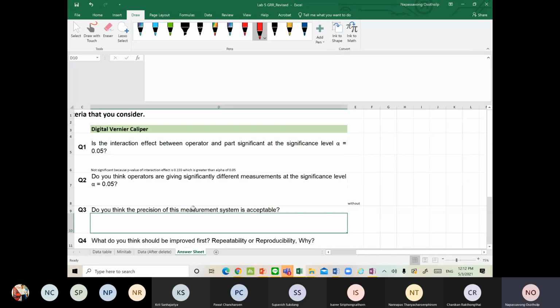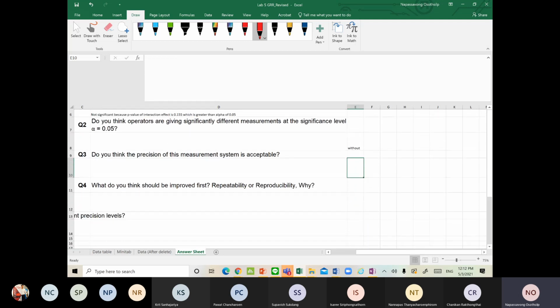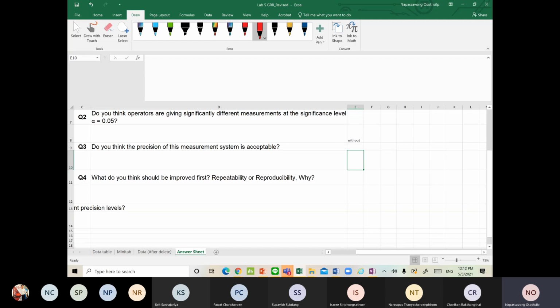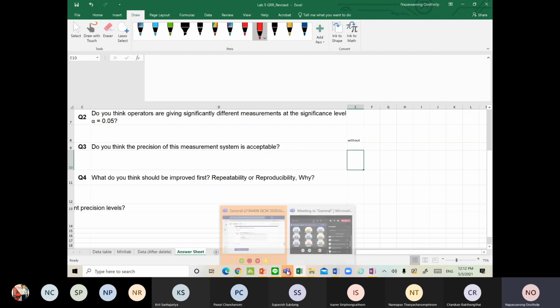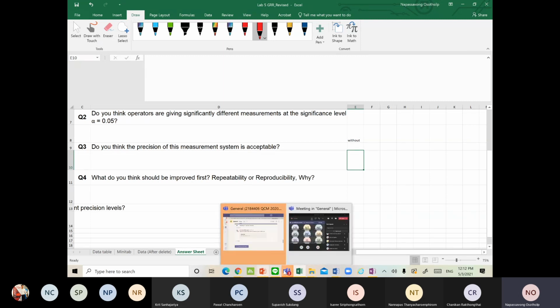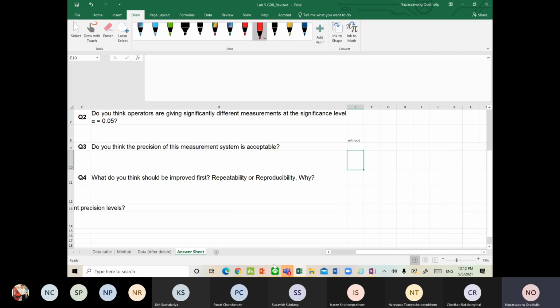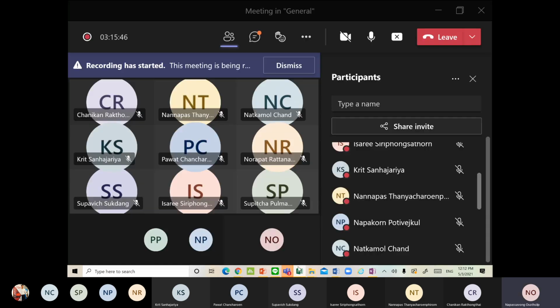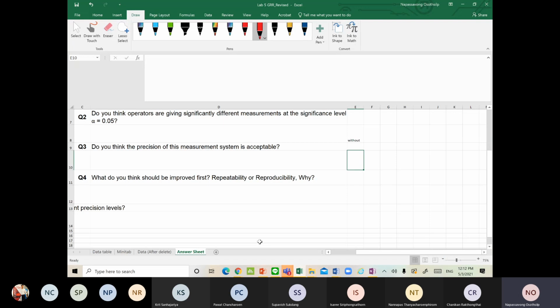Okay, come back. So you can answer question number 3. Okay, accept the precision or not. Please tell the numbers that you consider. Okay, P to TV and also the criteria. And the last question, what do you think should be improved first, repeatability or reproducibility? Okay, so come back. Almost the last question.